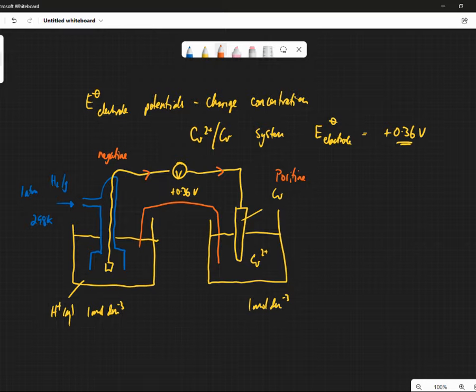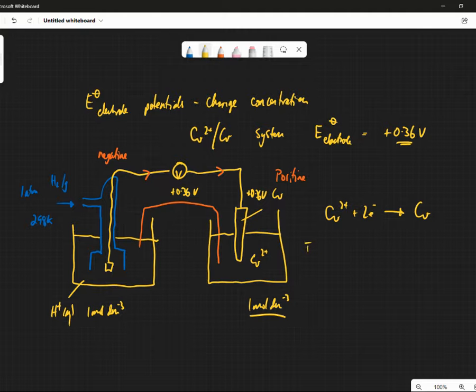Okay. And what equation is going on? Well, this is the copper system. Okay. Are we all good with that? Okay. And the copper has an electrode potential, sorry, I should say, of plus 0.36 volts. Everyone's good so far, and this is under standard conditions. Okay, so if I hook this up, I'd get a voltage of 0.36 volts.